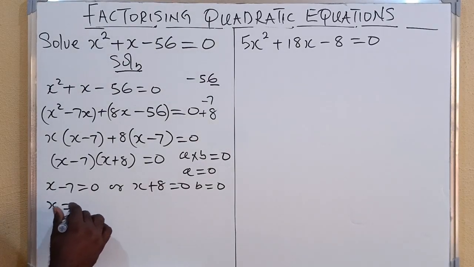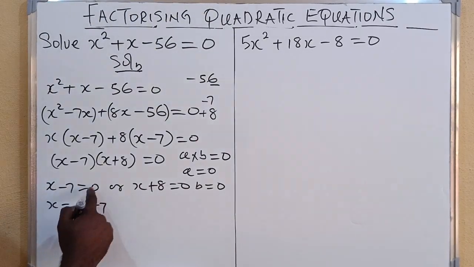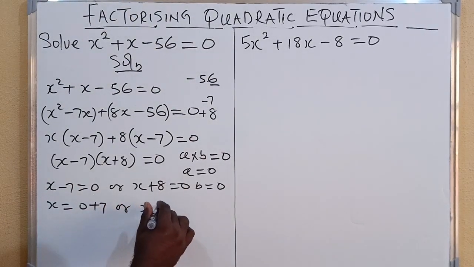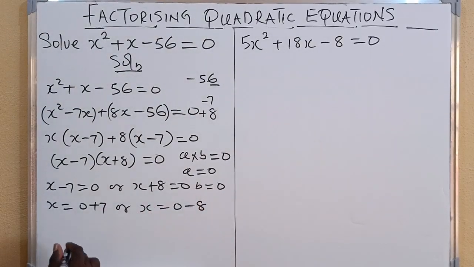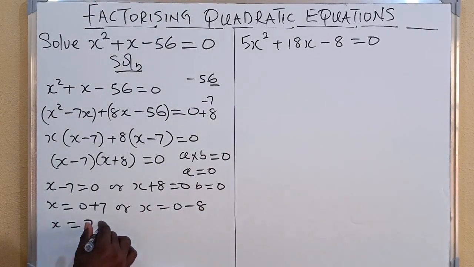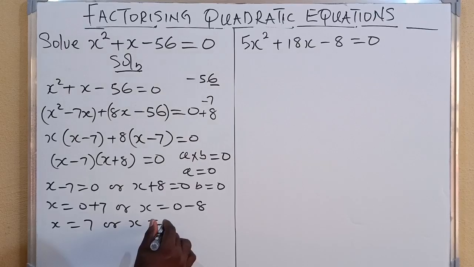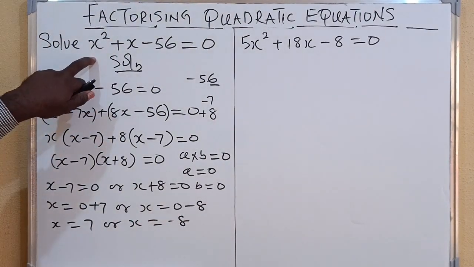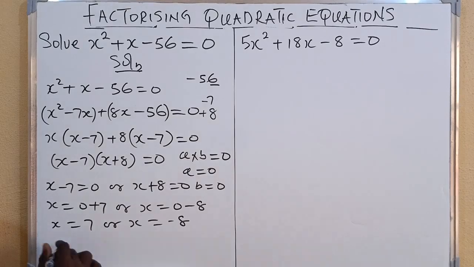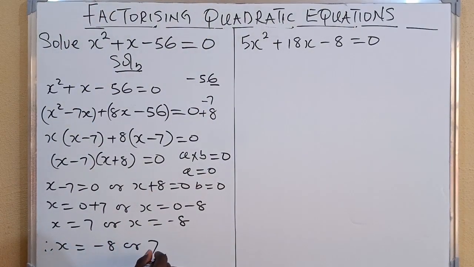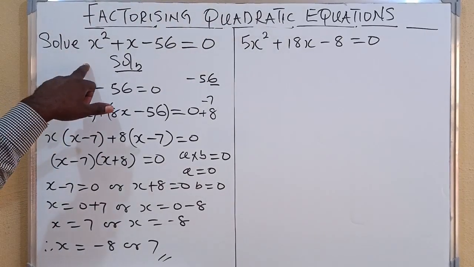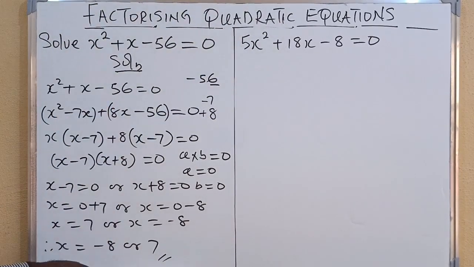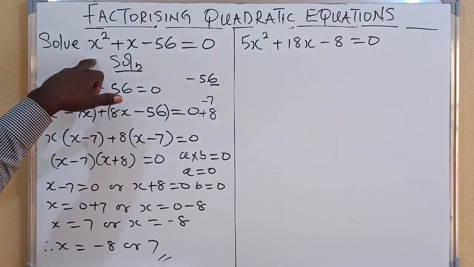So of course I can take my like terms. So x will be 0 plus 7 when the negative crosses, or x will be 0 minus 8. So my x will be 7 or my x will be equal to minus 8. So x has two values that satisfy this equation. So the values of x are minus 8 or 7. These are the two values of x that satisfy this equation, and so I can use this to get back my equation.